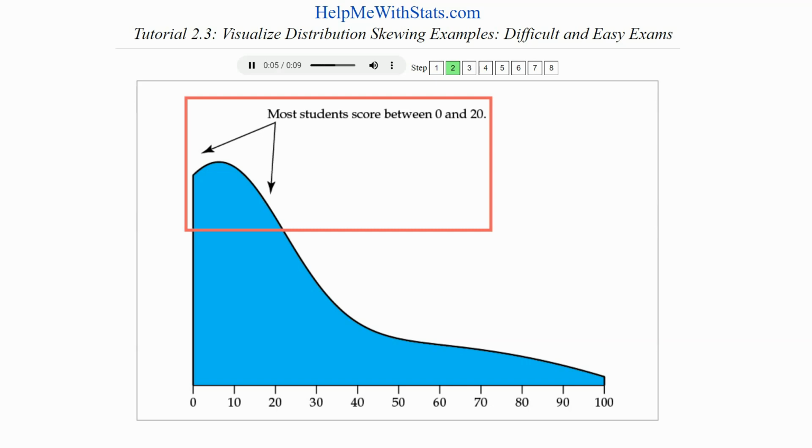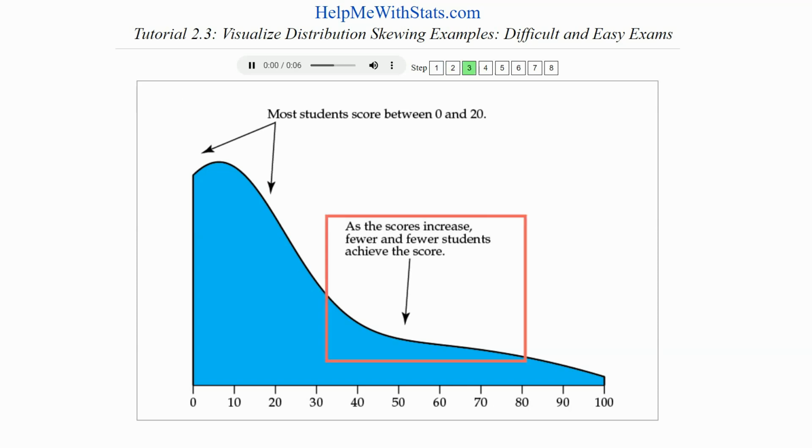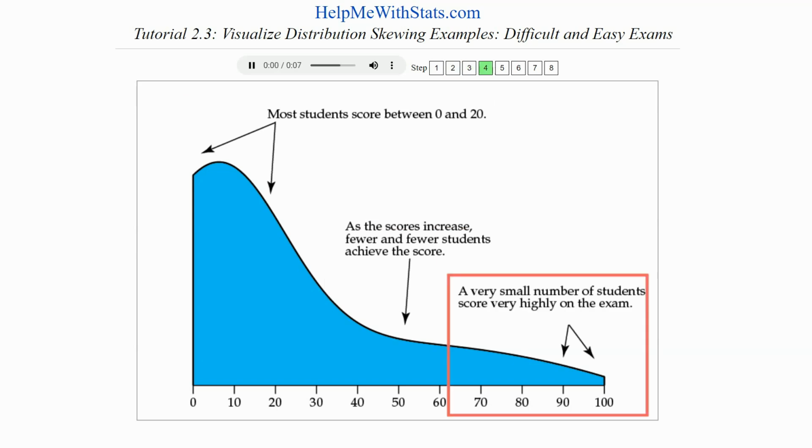In fact, most students scored between 0 and 20%. As the score increases, fewer and fewer students were able to achieve these higher scores. Only a very small number of students did well on this exam. But what if the exam were very easy?